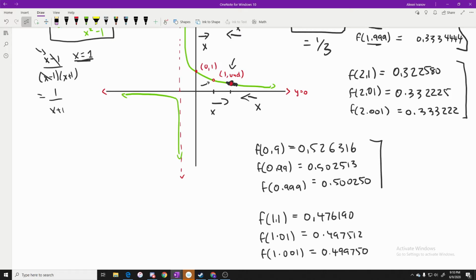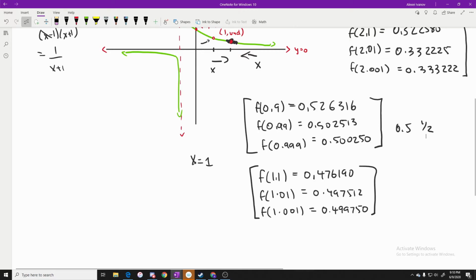We can see a similar pattern here as we saw in the previous example. Approaching this value of x equals 1 from both sides, from the left side, which is here, and the right side, which is here, they both seem to be approaching this value of 0.5 or a half. So we can conclude by saying that the limit of this function as x approaches 1 is 1/2, even though the point itself at x equals 1 does not exist.